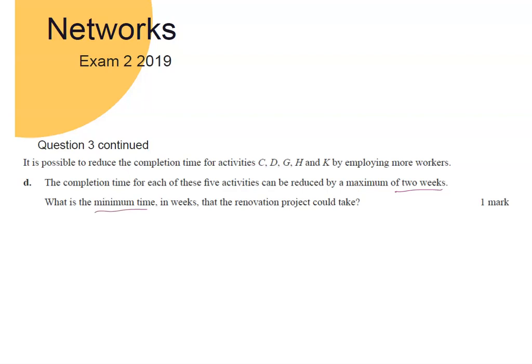So here we need to apply all reductions. So we're going to reduce each of those activities by 2 weeks and see what our new completion time would be. I'm going to set this up in a table for those of you who have used the table method before and just show what happens there.